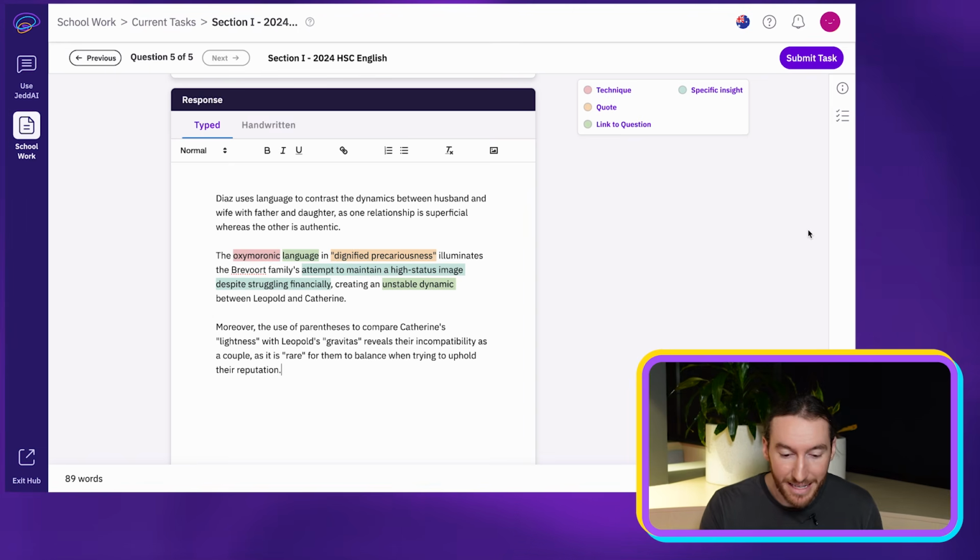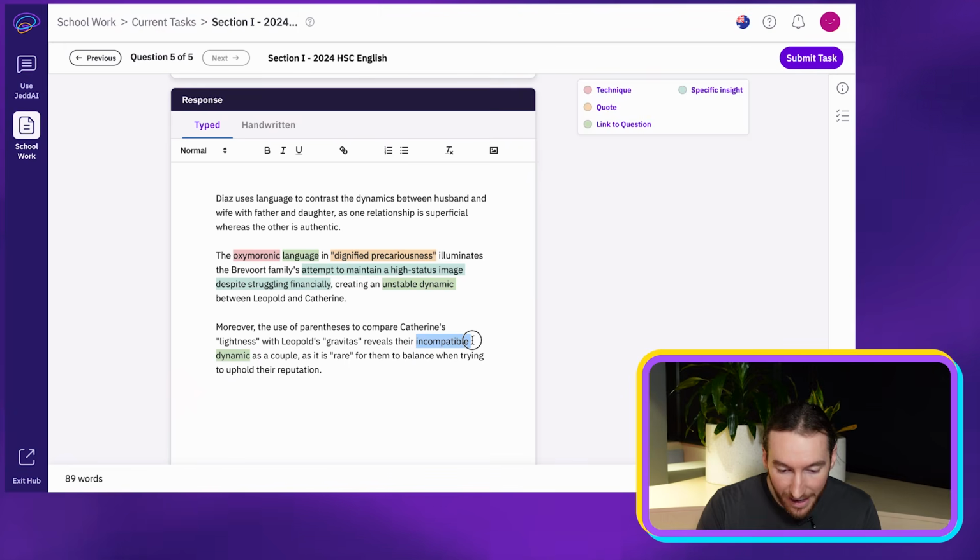Incompatibility. See, that's an incompatible dynamic. I should be saying that, shouldn't I? Incompatibility is great. Incompatible dynamics better, because it's easy for the marker to see how I am linking to the question, and I'm clearly being specific, not repeating, because I've got the incompatible. Great. And then we've added this extra bit, this is how you can weave in a couple of other quotes, as it is rare for them to balance when trying to uphold their reputation.